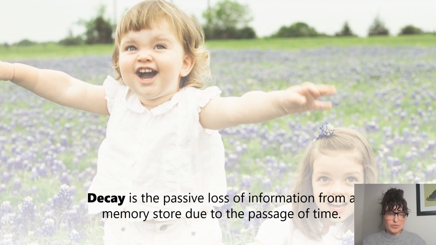We're going to start with how long. So decay is the passive loss of information from a memory store due to the passage of time. And the idea was that decay sets in as soon as we stop rehearsing. Researchers felt that this was how information was lost from short-term memory. So the question is, how fast does information decay from short-term memory?